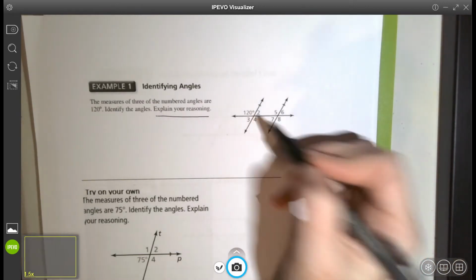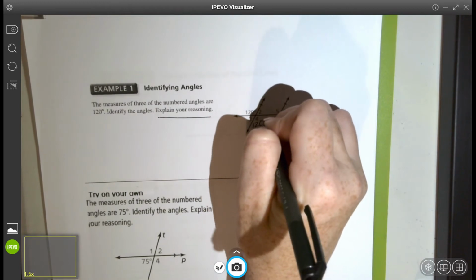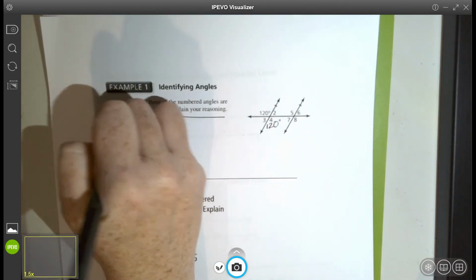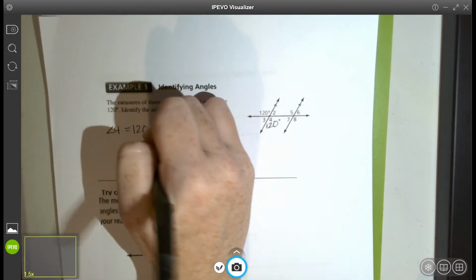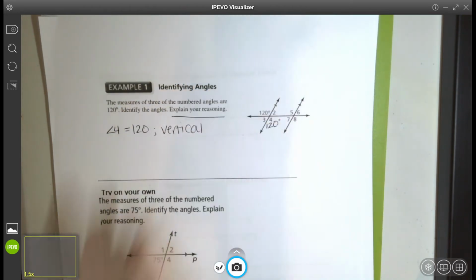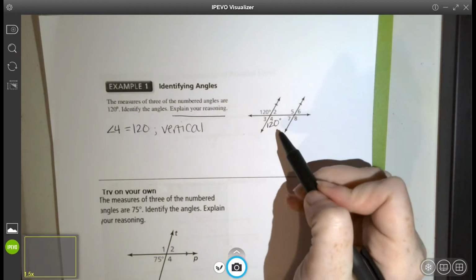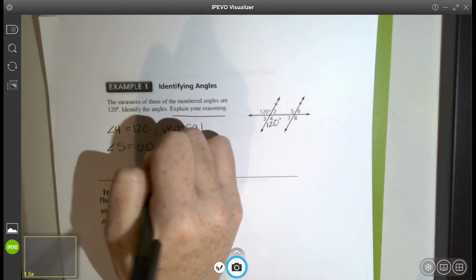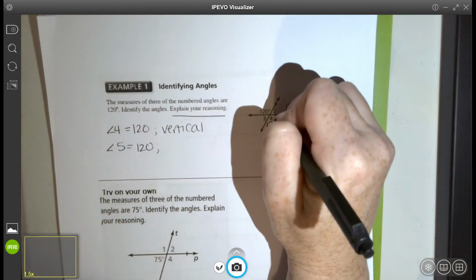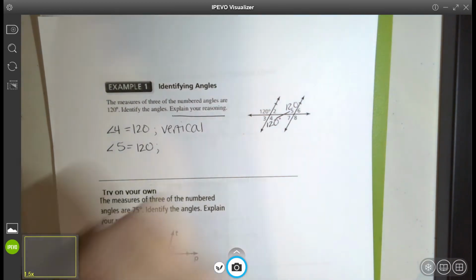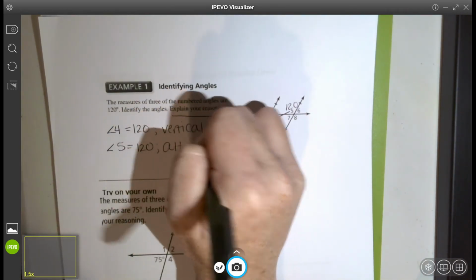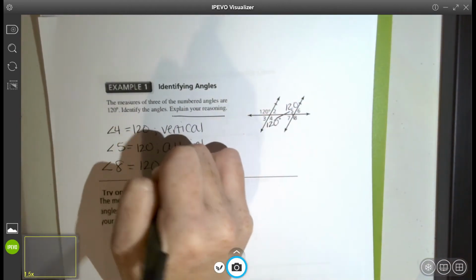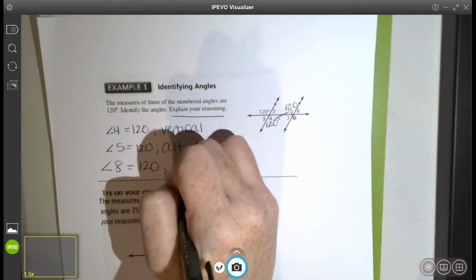So the first thing I'm going to do is say angle 4 is 120 degrees. And why is angle 4 120 degrees? Well, that's because they are vertical. So I'm just going to write angle 4 equals 120. Again, my reasoning is vertical, depending on how I'm approaching the problem. So then I'm going to jump and say angle 5 is 120. And why would that be? So the relationship here, I would say alternate interior. And then I could say angle 8 would be 120. And that's from vertical again.